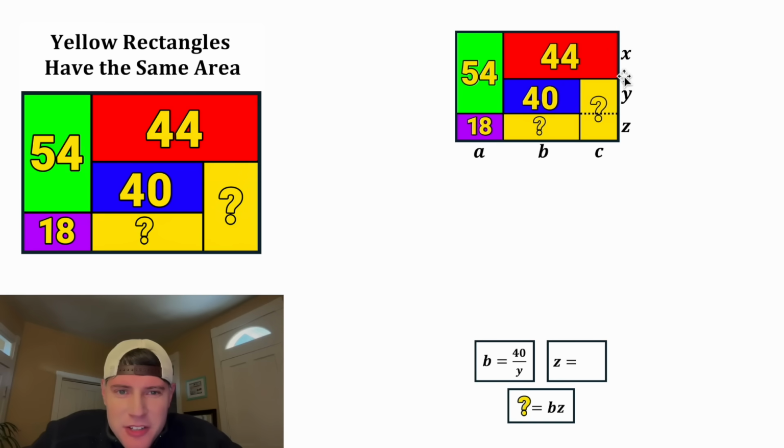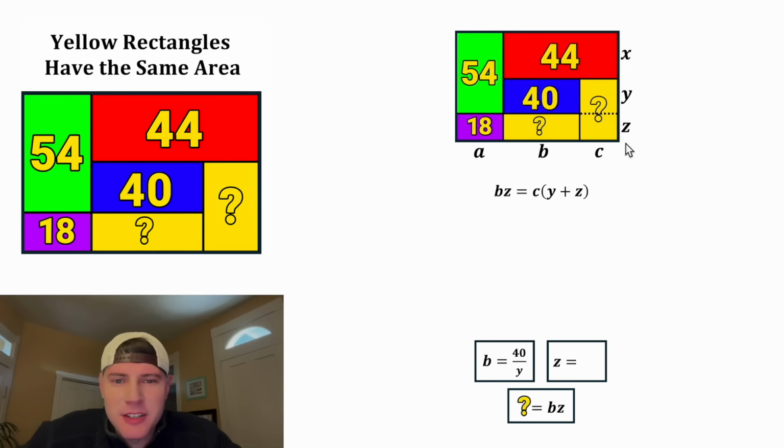Next, we got to try to figure out something for the Z. Well, both of these use a Z. Let's set the two yellow rectangles equal to each other. For this yellow rectangle, we have B times Z, and that'll be equal to this yellow rectangle, which is C times Y plus Z. And now from here, in the place of this B, let's plug in 40 over Y. And now we have two Y's and two Z's, so let's just get the C by itself.